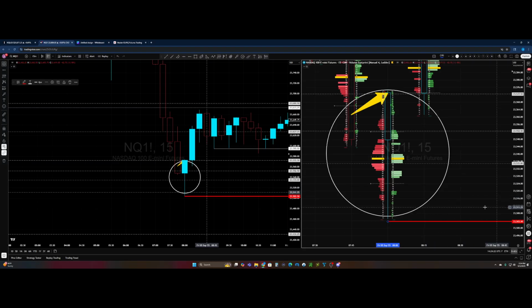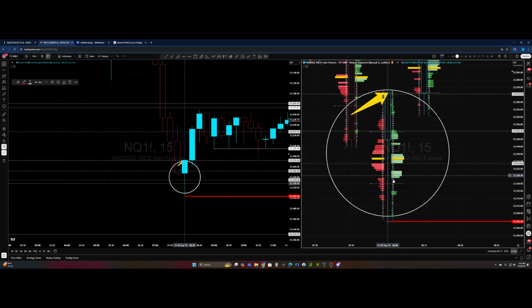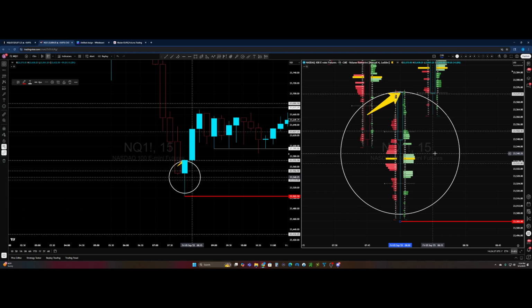You would place your stop here. Now, if this were a smaller candle, beautiful. If the close was closer to this, take the trade. Or don't take the trade. I can't tell you what to do, okay?